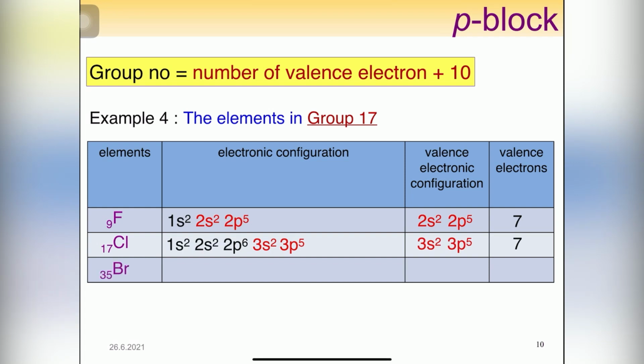And the last one, bromine. This is the electronic configuration for bromine. Electrons occupy orbital 4s and 4p. At the highest n, or outer shell, there are s orbital and p orbital. So there are 7 valence electrons, and they occupy orbital s and p. The electronic configuration for the valence electrons is 4s2, 4p5.